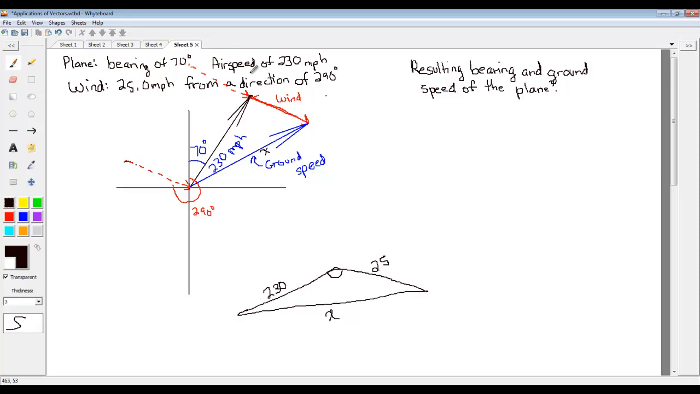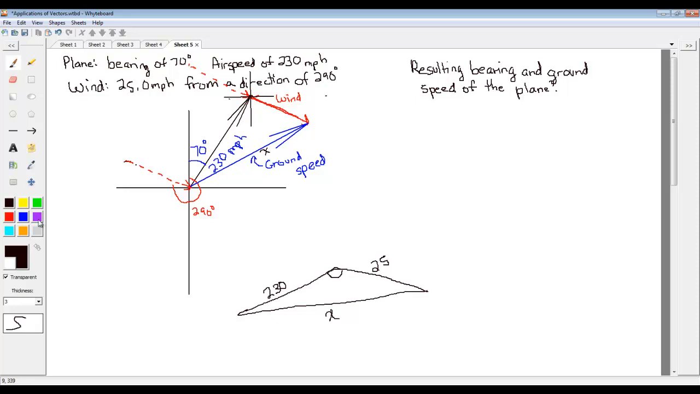Let me draw some new axes right here, the whole north, south, east, west axes. If I do that, essentially the x-axis here, the east-west axis, is parallel to the east-west axis here. The north-south axis is parallel to the north-south axis. So I might be able to use parallel lines to my advantage.